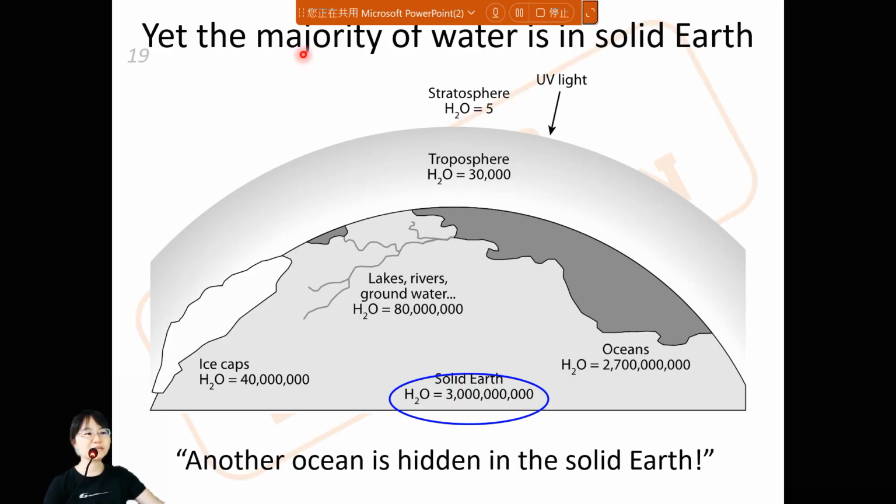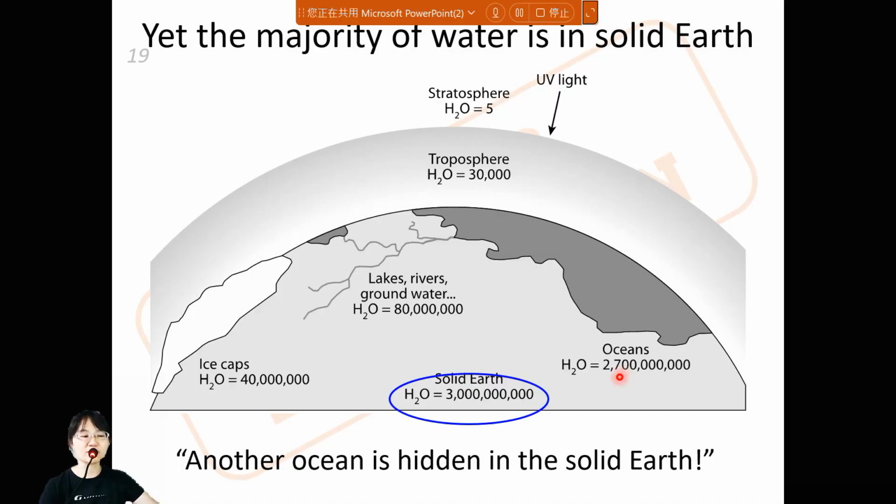Therefore, this is what scientists believe. The majority of water is in solid Earth. These are the numbers of water mass scientists have estimated for the Earth. We know that the ocean is the largest pool of water. This is the number here. We also know that ice cap is another large pool of water, but we have less fresh water. And please look at the solid Earth. The number here is almost the same as the number here.